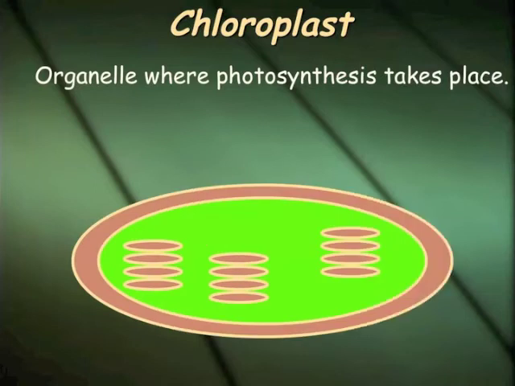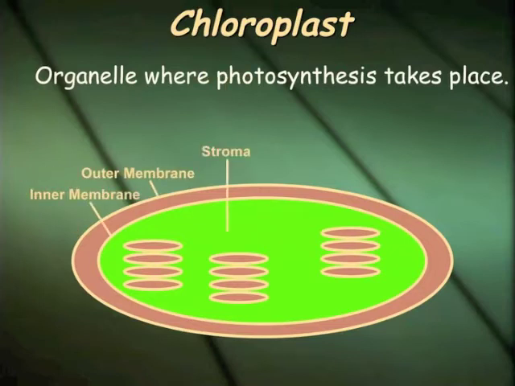just a round, simple thing. It is split up, and it has an inner membrane and an outer membrane, and this fluid inside is known as the stroma, and each little circular thing inside is a thylakoid, and a stack of thylakoids is the granum.